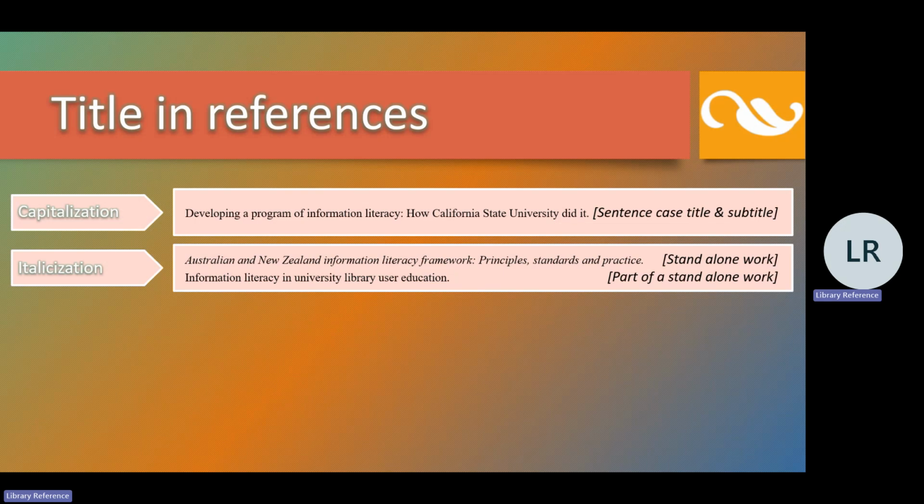So in our examples here, Australian and New Zealand Information Literacy Framework, Principles, Standards and Practice is the title of a book. That's why it is italicized, because a book is a standalone work. Whereas Information Literacy in University Library User Education, this is the title of an article. An article is not a standalone work. It is usually part of a journal, a magazine, a newspaper. That's why the title of an article will not be italicized.